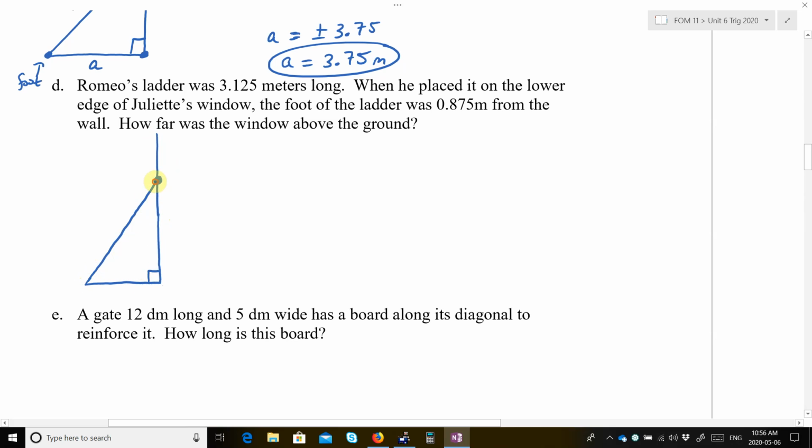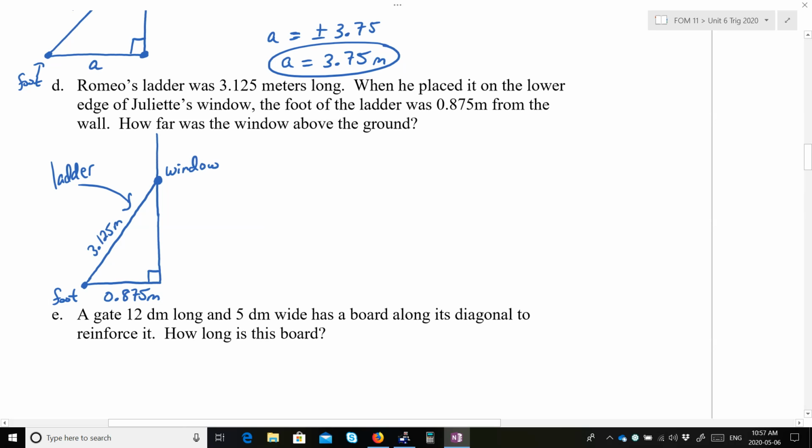A 90-degree triangle. Here's the window. This is the ladder. And it says Romeo's ladder was 3.125 meters long. When he placed it on the lower edge of Juliet's window, the foot of the ladder was 0.875 meters from the wall. So this is the foot of the ladder, right?